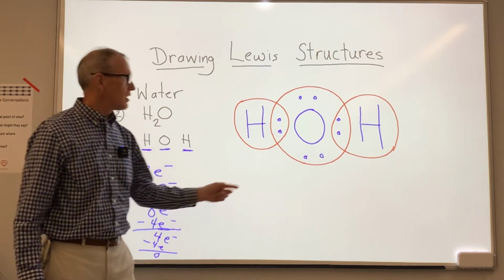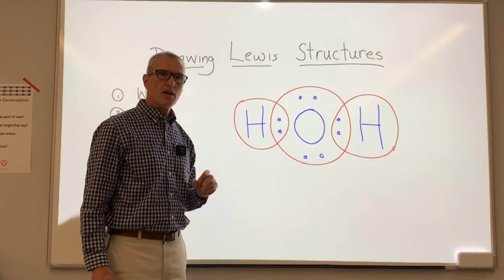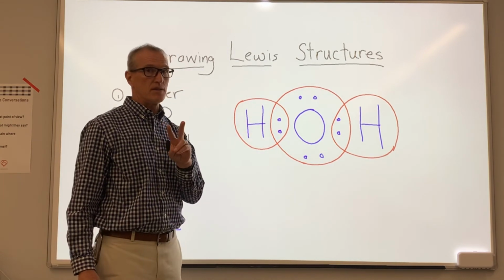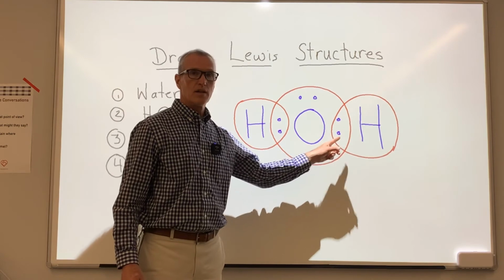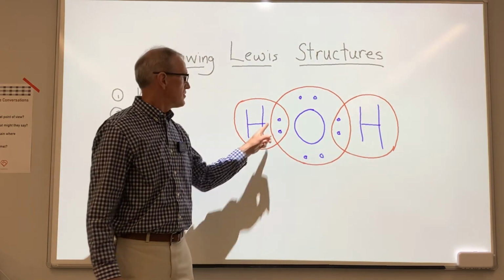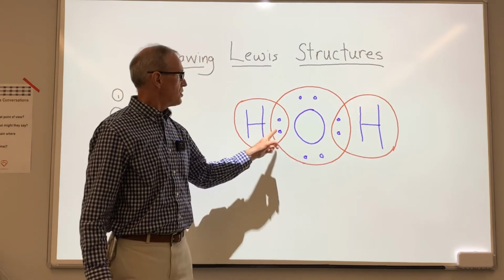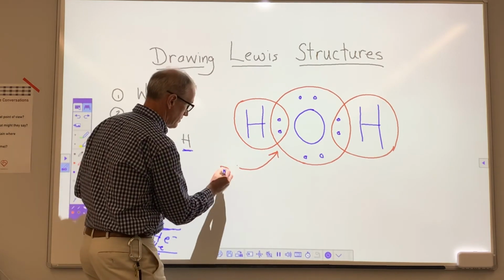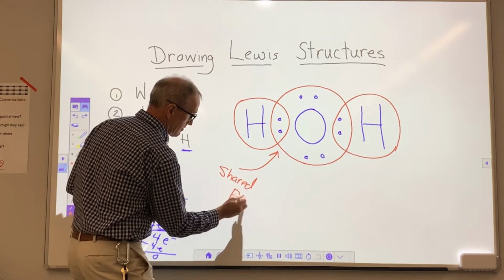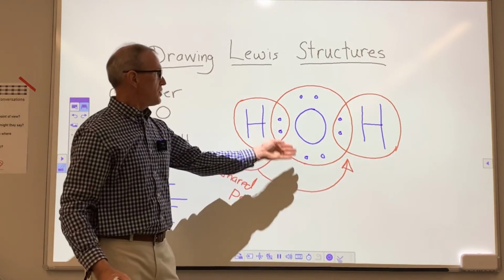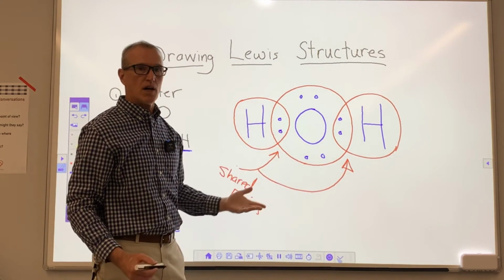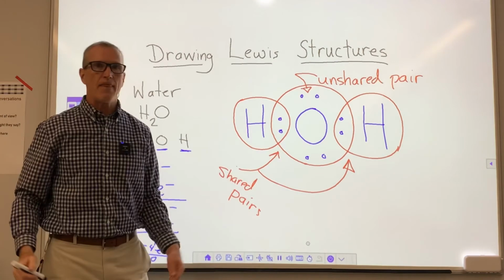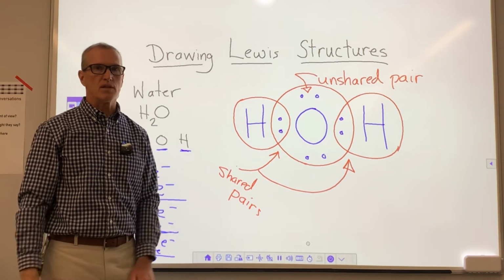And then we took those 4 and we made sure that we were satisfying the noble gas configuration for every atom in the molecule. For hydrogen, that's 2 valence electrons. Check? Check. For the oxygen, it needs to have 8. 2, 4, 6, 8. 2 of the pairs here are considered shared pairs or bonding pairs. And 2 of the electron pairs around the oxygen are unshared or unbonded. And that's important in determining other properties of water.